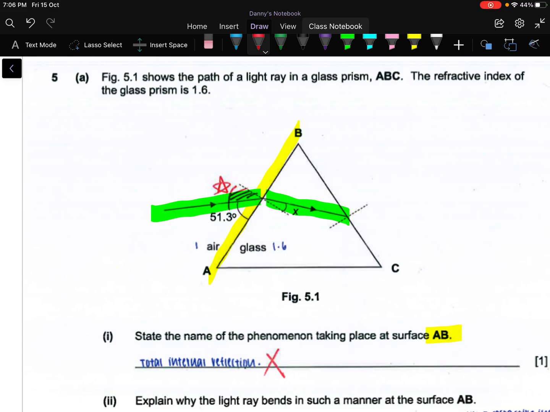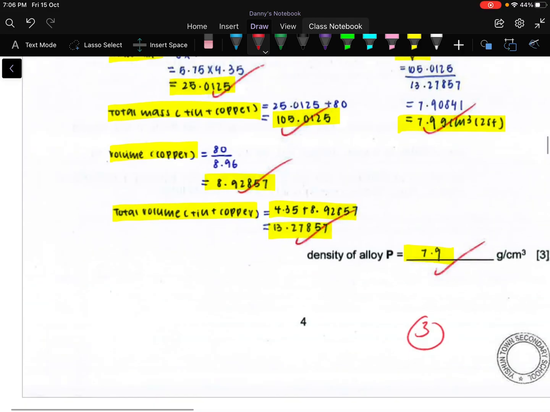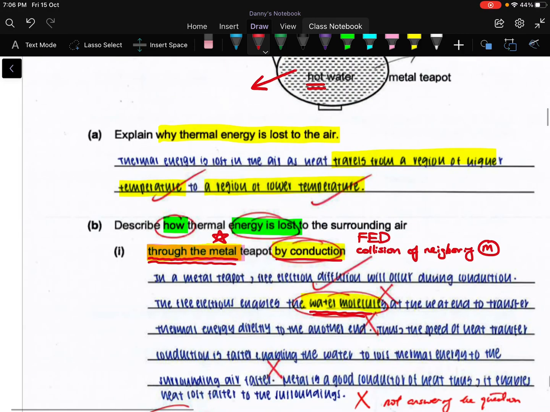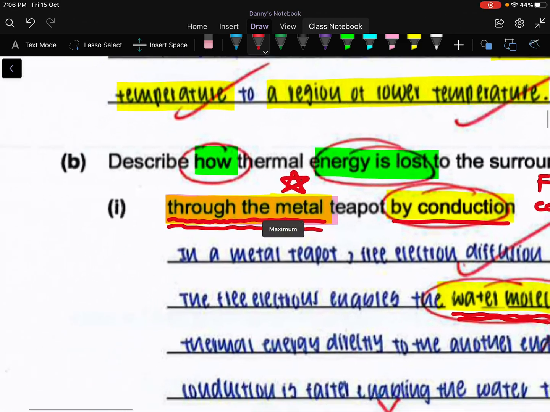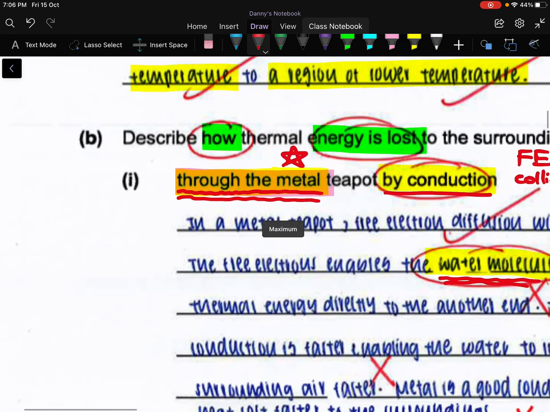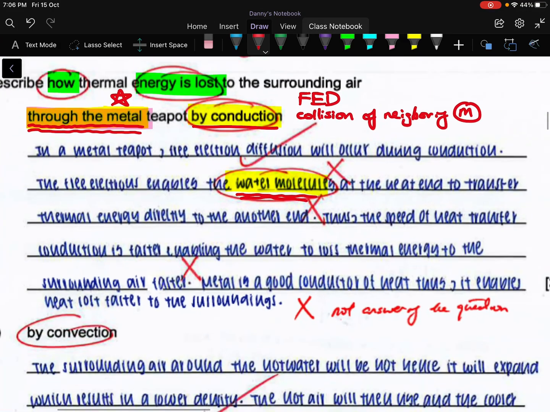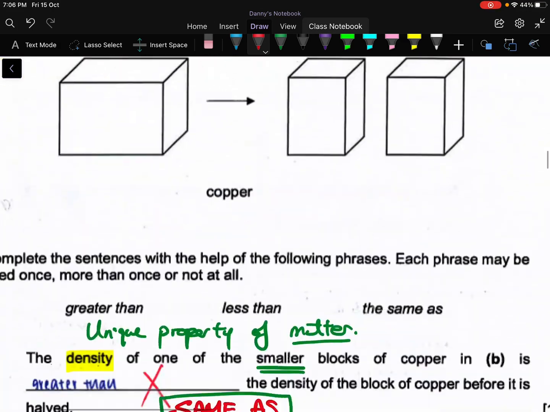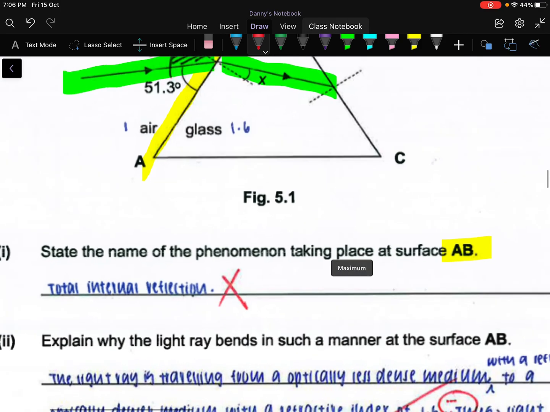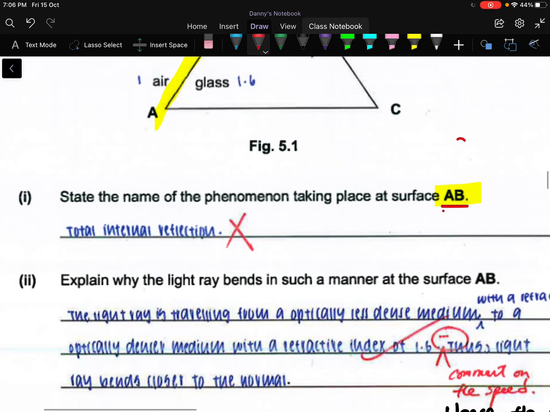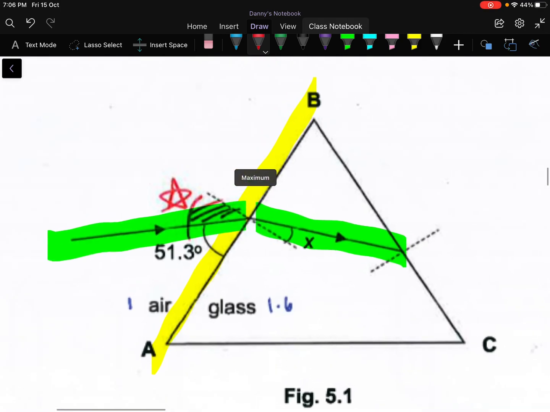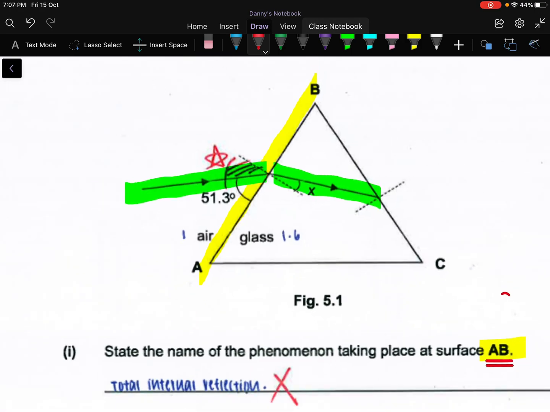It seems that this is the weak spot of this student. For example, if you look at her previous question, when the question asked her to talk about metal, she decided to talk about water. Now again, if you look here, the question actually wants you to look at surface AB, which is this yellow part, and you can clearly see that the green highlighted part shows a ray going in from air to glass.